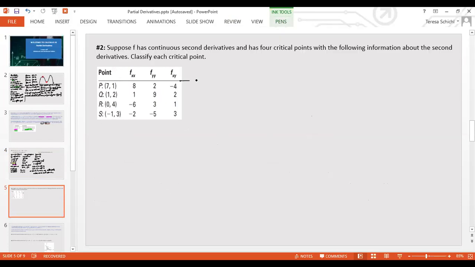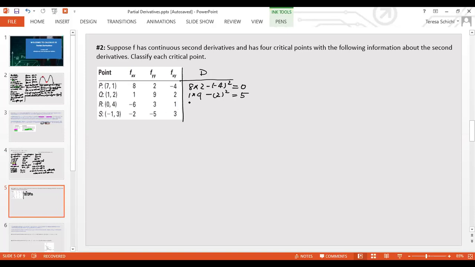Okay, so we extend this table, and then we can have a D, right? So the D value will be f_xx times f_yy minus f_xy squared. So it's 4 times 2 minus negative 4 squared. So it's 8 minus 16, so this is equal to 0. Okay, the next one is 1 times 9 minus 2 squared, so it's 9 minus 4, so this is 5.